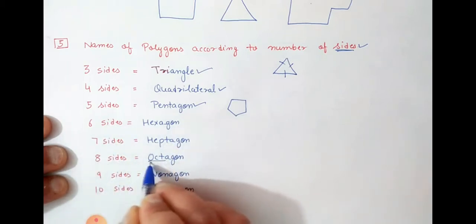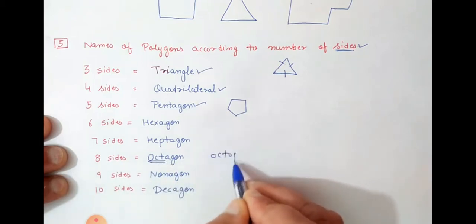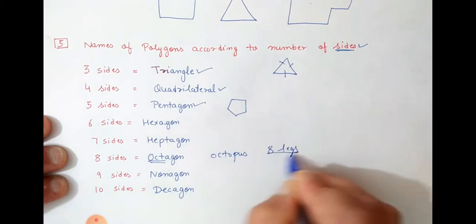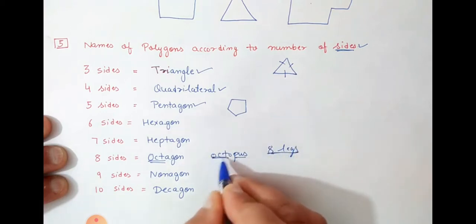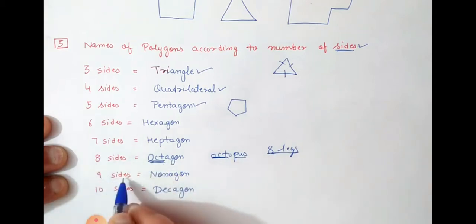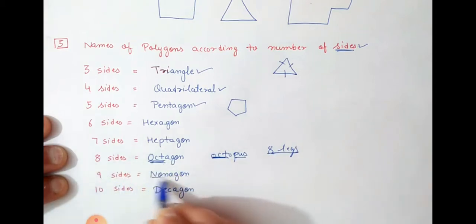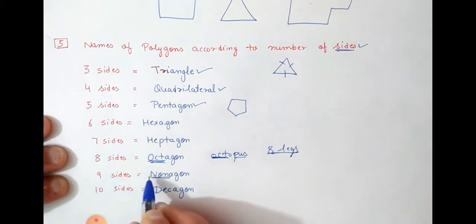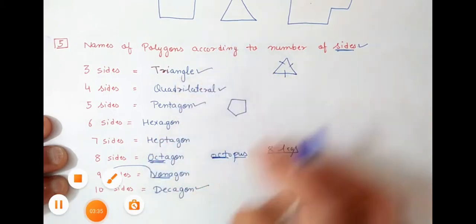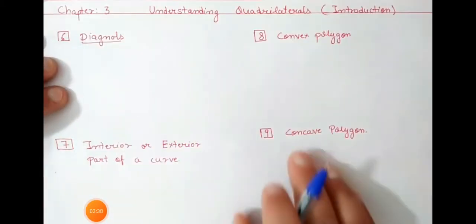Octagon. Octagon means 8. You know, octopus. An octopus has 8 legs. So 8 means octagon. Nonagon means 9 sides. How many sides? 9 sides of a polygon. That is called a nonagon. Next one, deca. Decagon means 10.